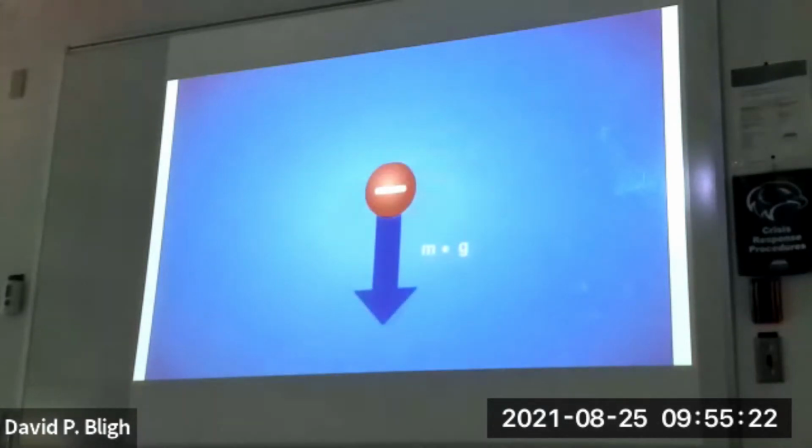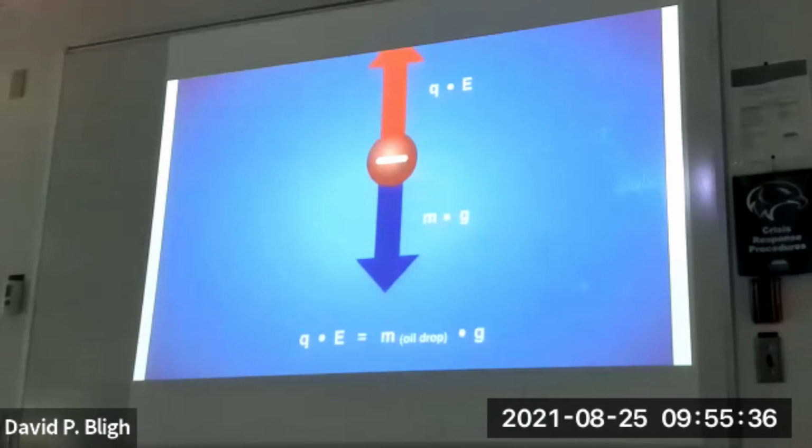When an oil drop is suspended, its weight, mass times acceleration due to gravity, is exactly counterbalanced by the electric force applied. The electric force applied equals the applied electric field, E, times the charge on the drop, Q. Since the mass of the oil drop, the acceleration due to gravity, and the applied electric field are known, Milliken could solve for Q, which is the charge on the drop.